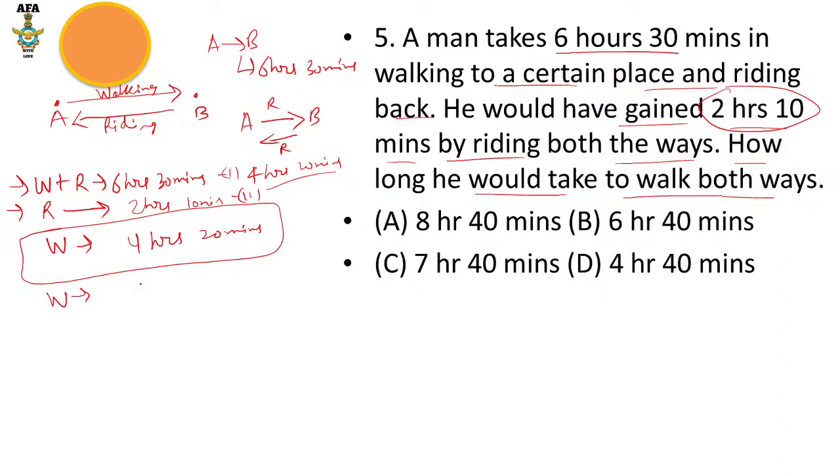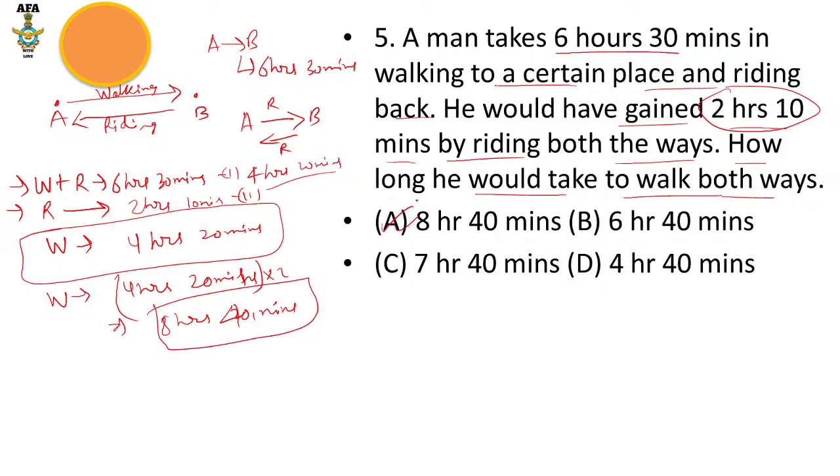I will multiply this by 2. So 4 hours 20 minutes, I will multiply this by 2. I will get 8 hours and 40 minutes, and that will be my correct answer. That is answer option A. Clear? Answer option A will be my correct answer for this question.